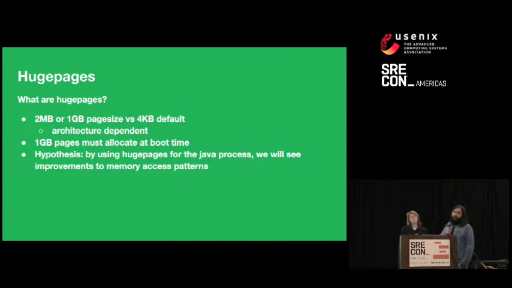Cool. So now let's talk about huge pages. Well, first, what are huge pages? Well, when memory is allocated, it's allocated in a unit called a page. By default, these are 4 KB sizes. Some of this is architecture dependent, but x86 64 here.